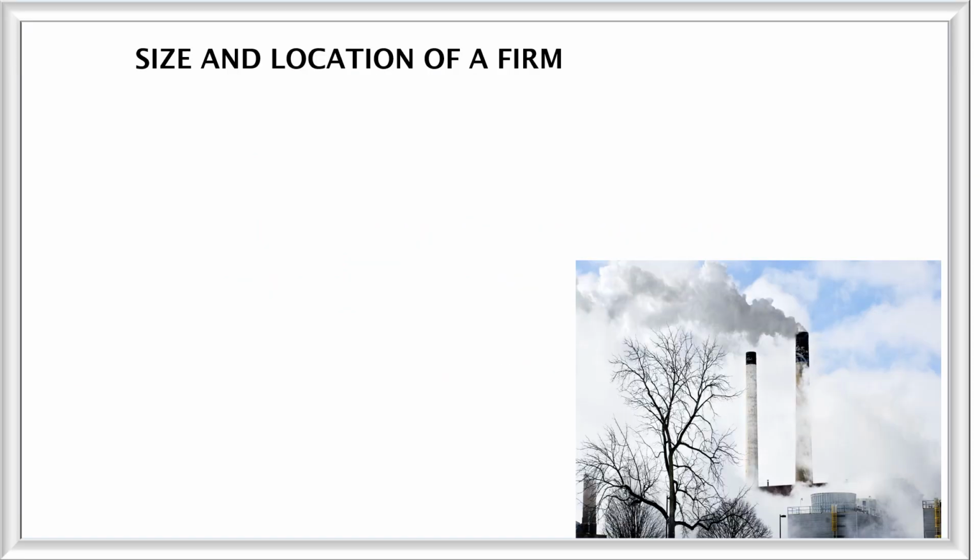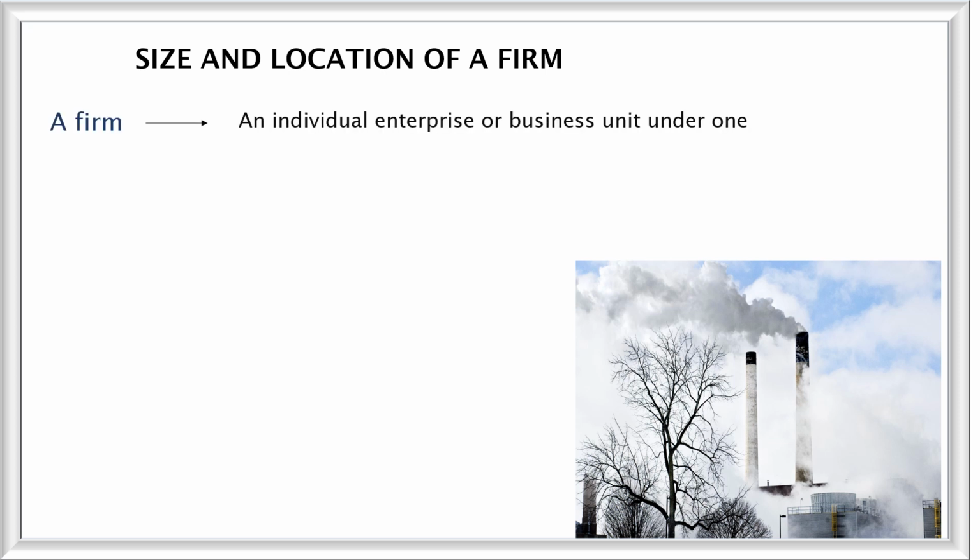Let us look at size and location of a farm. What do we mean by a farm? A farm is an individual enterprise or business unit under one ownership control. That is, a business unit carrying out the production of a good or service, such as production of soap or legal services. In other words, it's a business organization that seeks to make a profit through the sale of goods and services. And therefore, the term firm is synonymous with business or company.